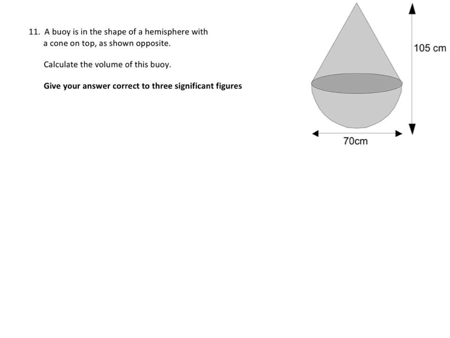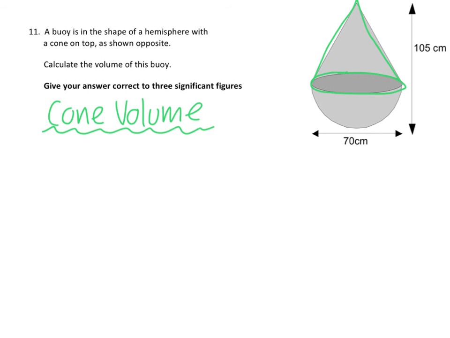Now in order to find the volume of this composite shape, we'll have to work out the volume of both parts separately. So first of all we have our cone shape, which I will mark out in green. So the volume of the cone V is equal to 1/3 times pi times the radius squared times the height.